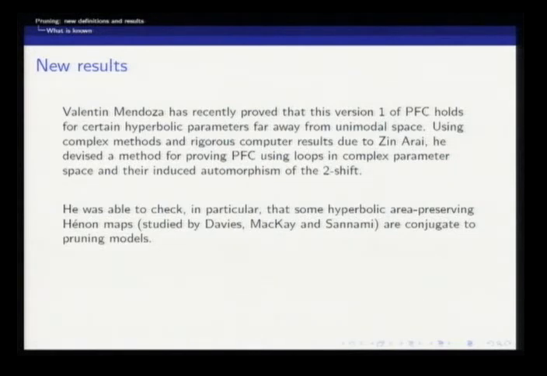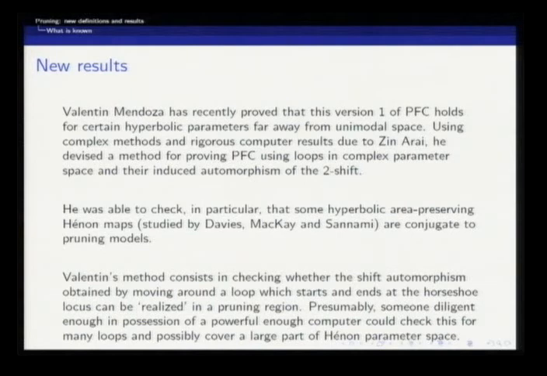The way you do it is by building these paths in complex parameter space and looking at the automorphism of the map, the return maps. So Valentin's method consisted of checking the shift automorphism that appears after you go around a path in parameter space. You start at the real horseshoe parameter, and you make a path in complex parameter space, you come back, and then there's an automorphism. You look at this automorphism, and you check that it has to do with a pruning region, and then you prove that, in fact, the pruning front conjecture is true for these parameters.